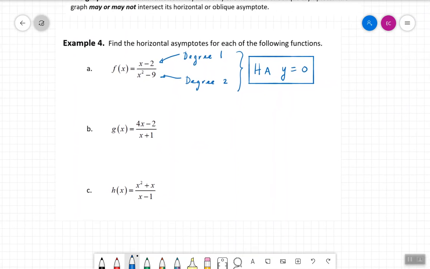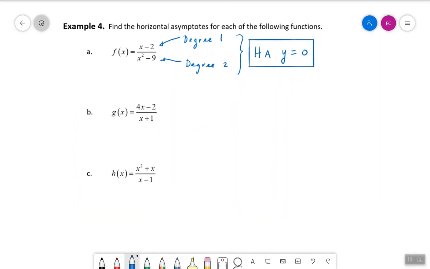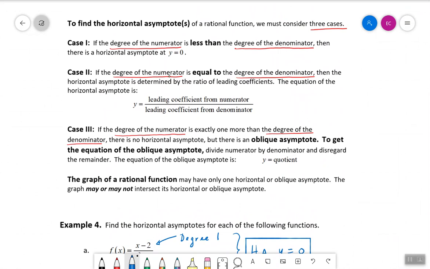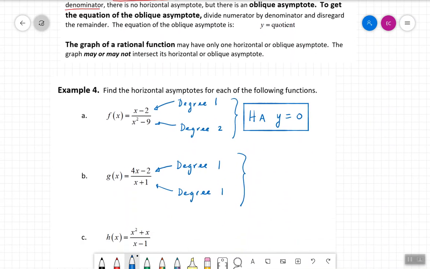Okay, and then let's do the next example. This time, the degree of the numerator is 1, and the degree of the denominator is also 1. So I believe that's case number 2. If the degree of the numerator is equal to the degree of the denominator, then we have a horizontal asymptote, and it's determined by the leading coefficients in the numerator and denominator.